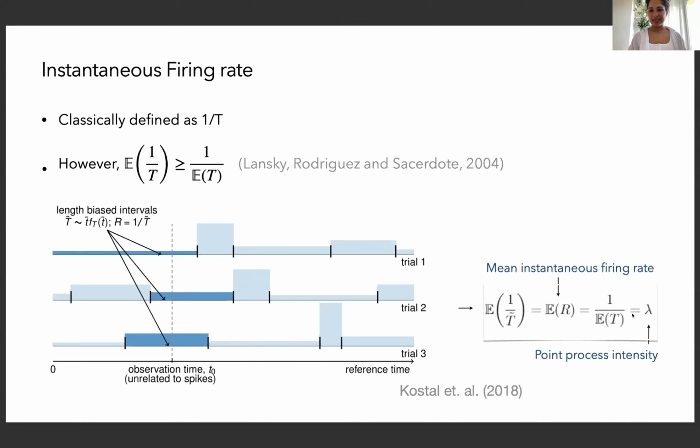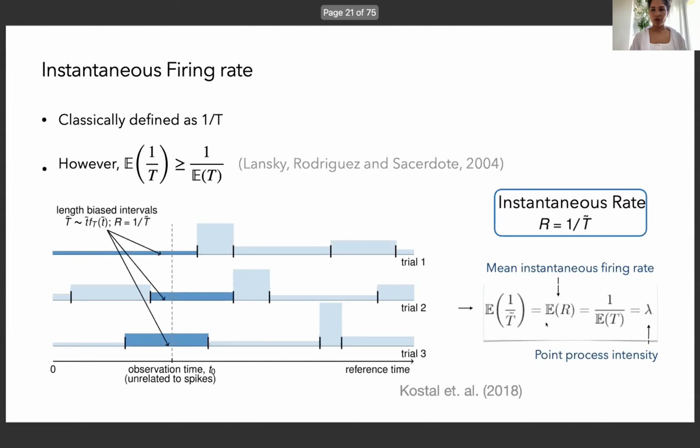So the R that we have satisfies this equality, which means the mean instantaneous firing rate, E of R, is equal to the point process intensity. The inequality that we had turns into an equality when observing the length-biased intervals. So for the rest of the presentation, when I talk about the instantaneous rate, I'm talking about R, the inverse of the length-biased intervals.